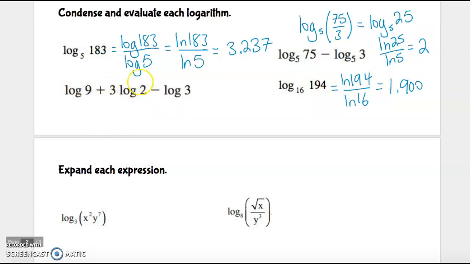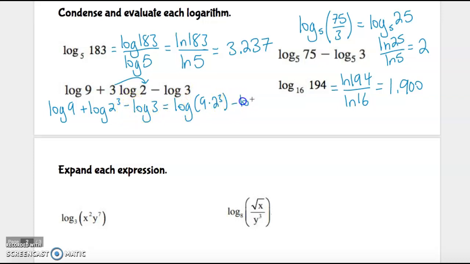Same thing down here. We're going to have to combine these first. This one's a little bit longer, so I'm going to move my constant multiples up first. So I'll get log of 9 plus log of 2 cubed minus log of 3. Addition happens outside my logarithm, so that turns into multiplication instead of 1 logarithm. So I'll have log of 9 times 2 cubed. Let's write that over here instead. Log of 9 times 2 cubed. And then I still have this minus log of 3 happening.